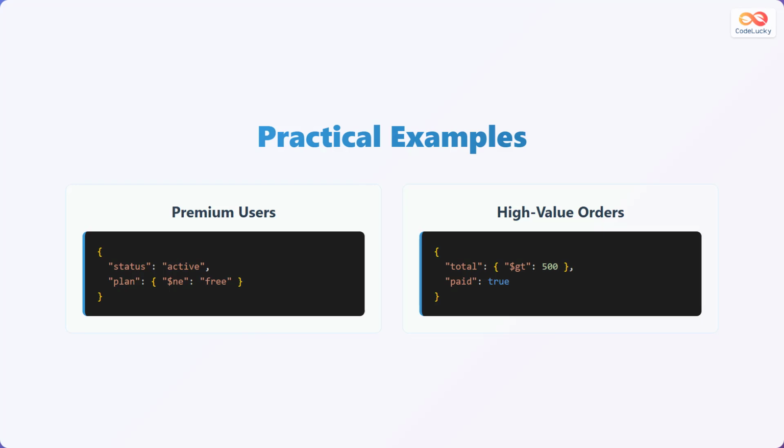Now let's look at some practical examples. Suppose we want to find all premium users whose status is active and plan is not free. This can be achieved using the code shown here. Next, if we want to select all high-value orders whose total order amount is greater than 500 and the order is paid, we use this code.